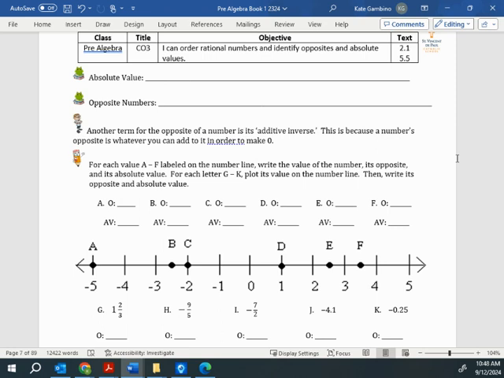Absolute value is the distance of a number from zero. So that's how far it is.